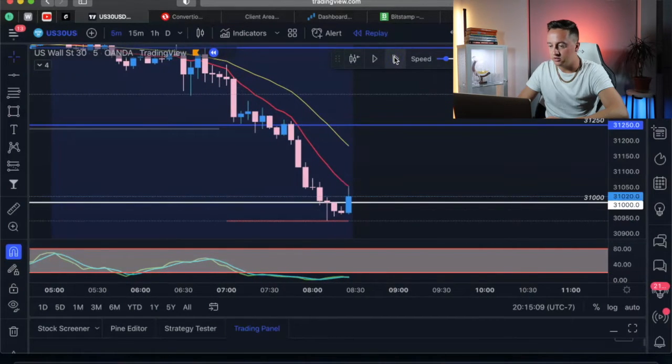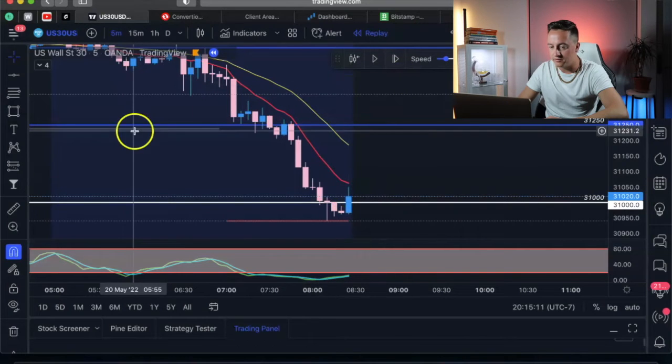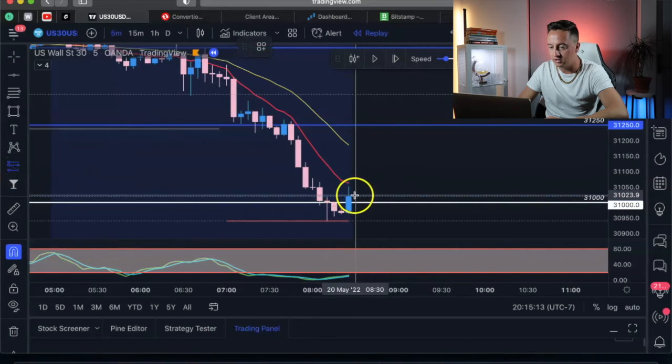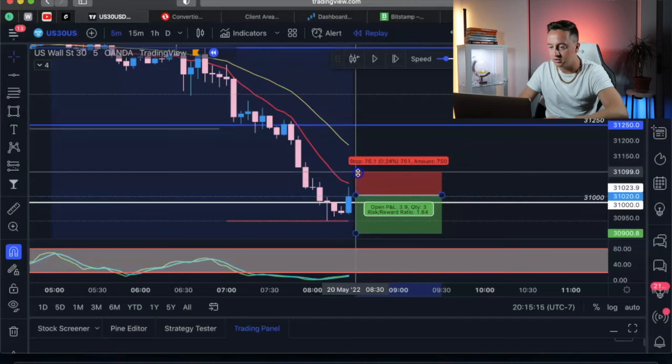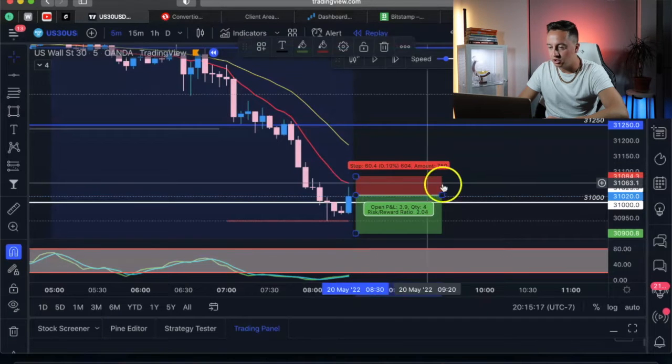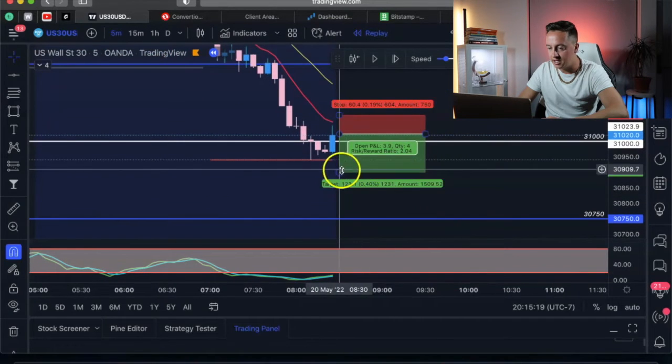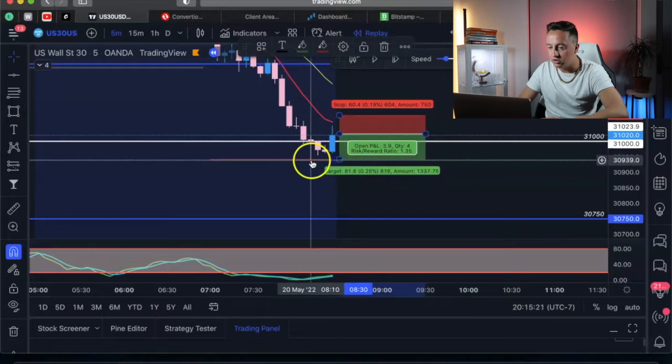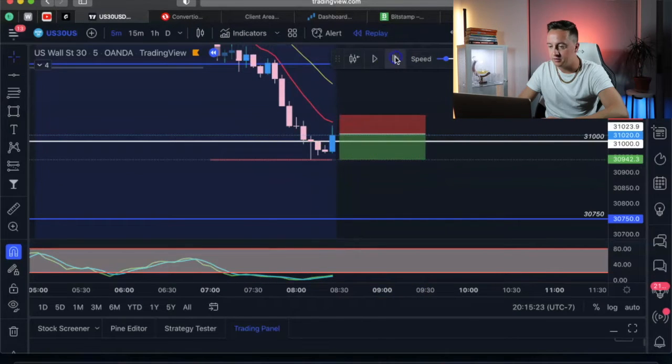See if we can get close to the moving average. All right, perfect. We have a tap right there in the moving average. So let's see if we can get another short position. I'm going to have my stops a little above that moving average just to be safe. And then let's target the low right here on the previous day.